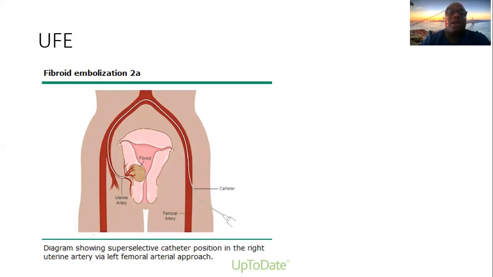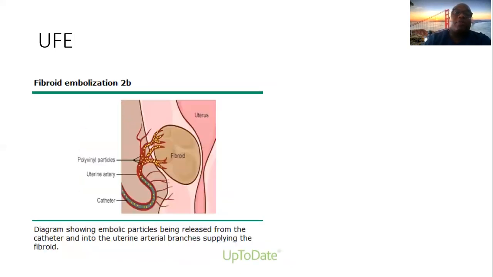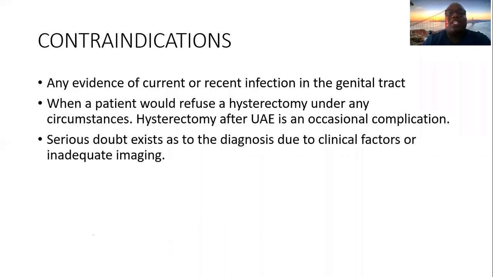that blocks the blood supply to the uterine fibroids. And then, this one shows this special dye with the polyvinyl particles being injected in the uterine artery, causing the death of the fibroids. There are some contraindications to use of the uterine fibroid embolization.